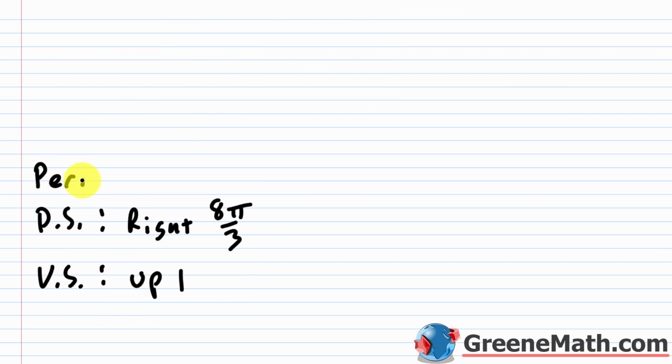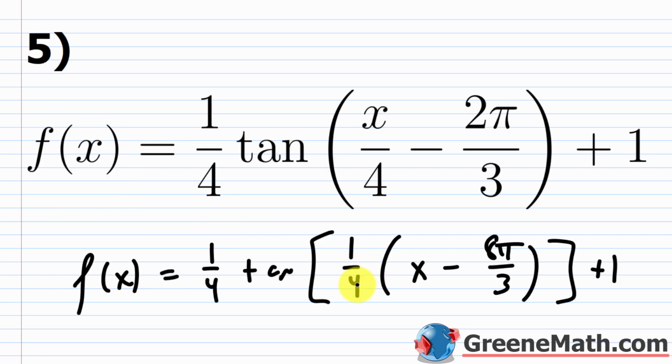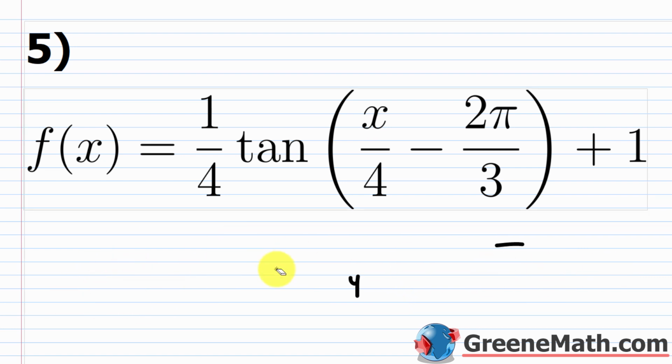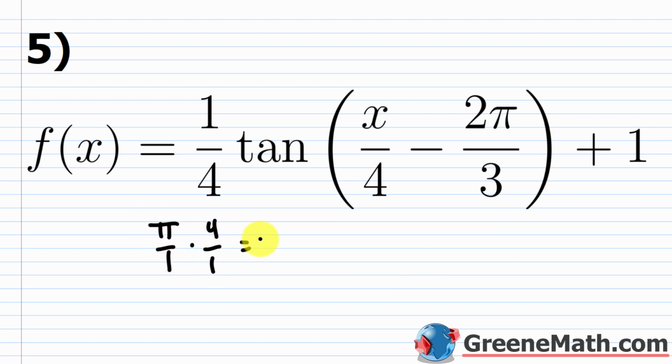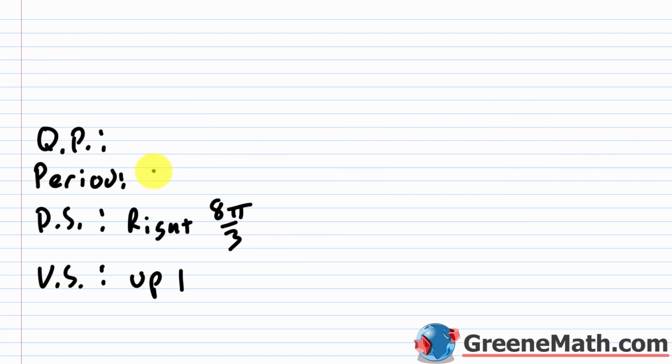We also need the period, and we need the quarter period. So let's get that real quick. So again, in factored form, you have this guy right here, 1/4. If it's not in factored form, it's just going to be the coefficient of x. So you take your standard period, which is pi, and you divide by that. So what is pi divided by a fourth? In other words, I'm saying what is pi over 1 divided by a fourth? Well, that's pi over 1 times 4 over 1, which is 4 pi. So the period is 4 pi, and the quarter period is just pi. It's 4 pi over 4, which is just pi.